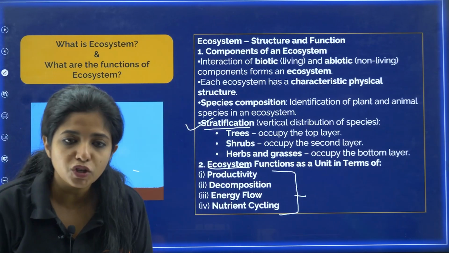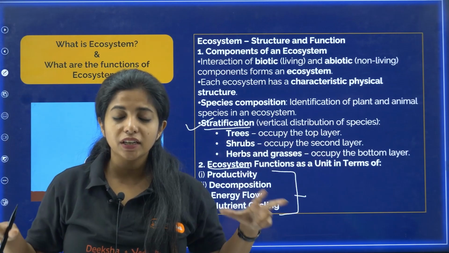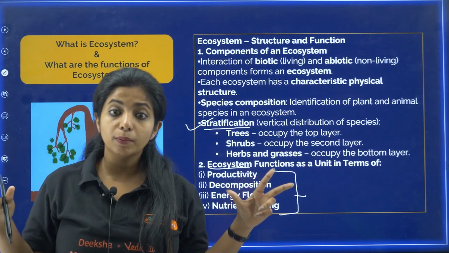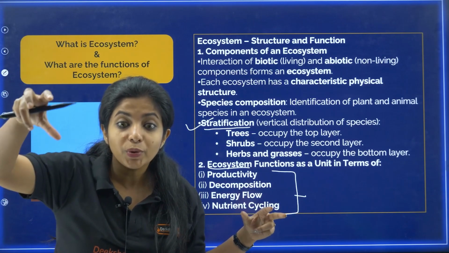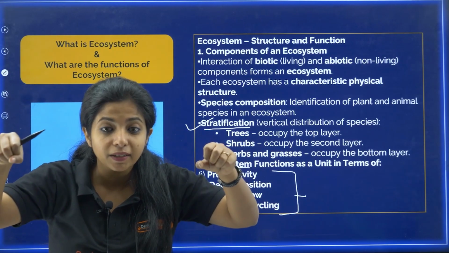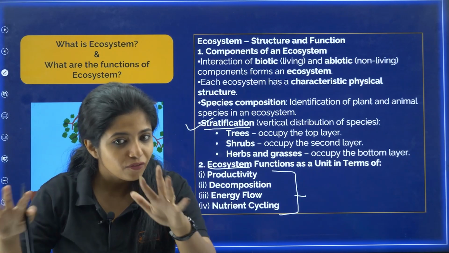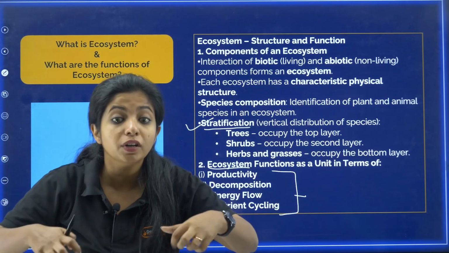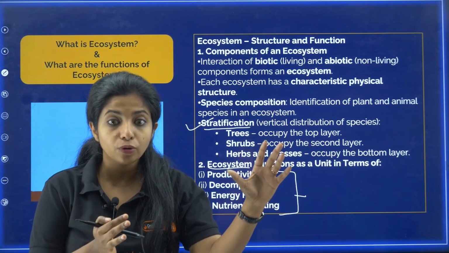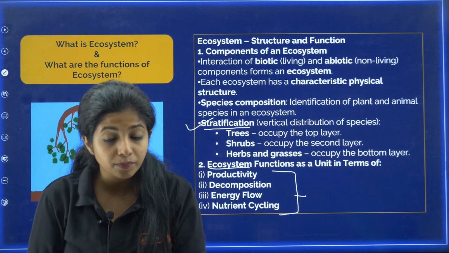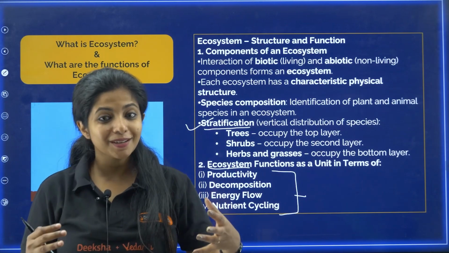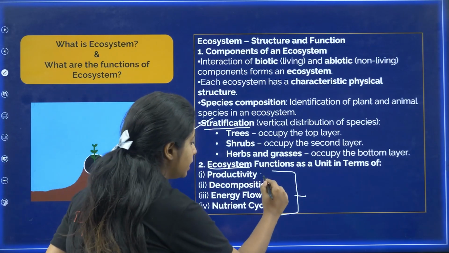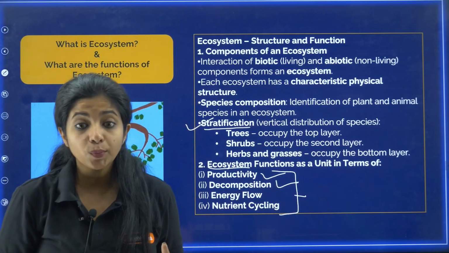Second thing, decomposition. So the dead and the decaying matter, if it stays like that, don't you think it will be a big problem? Yes, it will stink very bad. And apart from it, whatever important nutrients are stuck in this dead and decaying matter, if it is not going into the soil, will the soil get replenishment of the nutrients, my dear children? The plants have to grow, right? The plants have to grow, and for them you need replenishment. So this decomposition is also very important. So ecosystem plays a major role in what? Productivity, decomposition, and what? Energy flow.